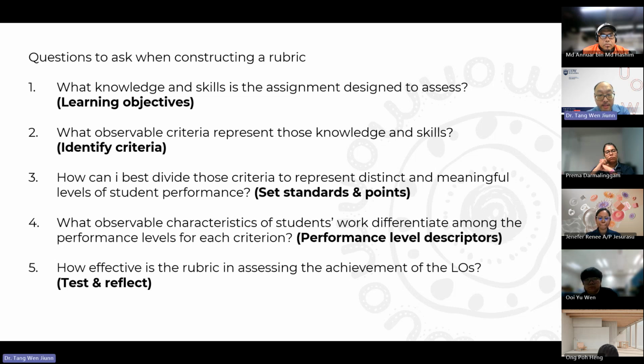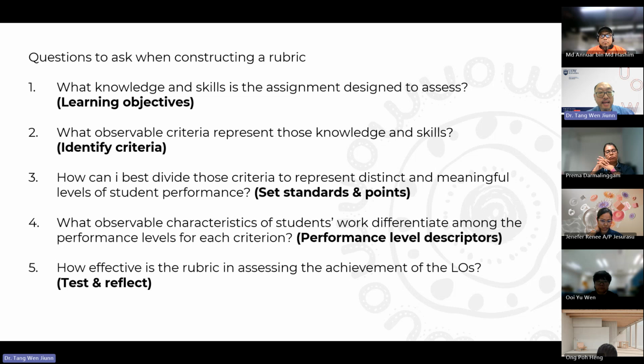Okay, this part here is on constructing a rubric. Knowledge and skills in assignment design to assess what we want to assess them. This one is based on the learning outcome, what we want to assess them. And from there, we design the criteria. We list out what we want to assess. So that's identifying the criteria. And after that, we set the standards and points.